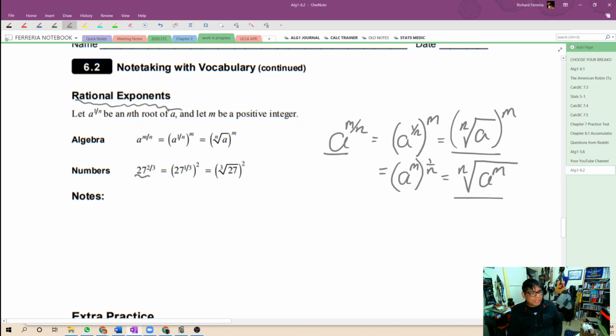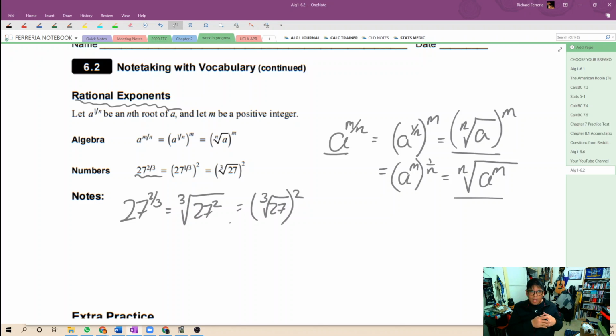So we have this example right here, 27 to the 2/3 power. That's like saying the 3rd root of 27 squared, or it's like saying the square of the 3rd root of 27. Both of these are exactly the same.